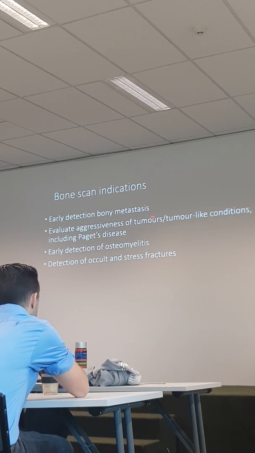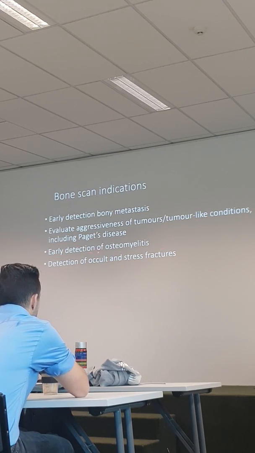Indications: early detection of bony metastasis. If a patient has a primary cancer and they're looking for a metastasis, they could just do a bone scan and it'll show up really quickly. And obviously that's more likely a metastasis than an infection because you have a history. It's good at evaluating the aggressiveness of tumours like Paget's disease. Paget's disease can go from a sort of benign process to an aggressive process. The more aggressive it is, the more metabolically active it is, so the higher it will show up on a bone scan.